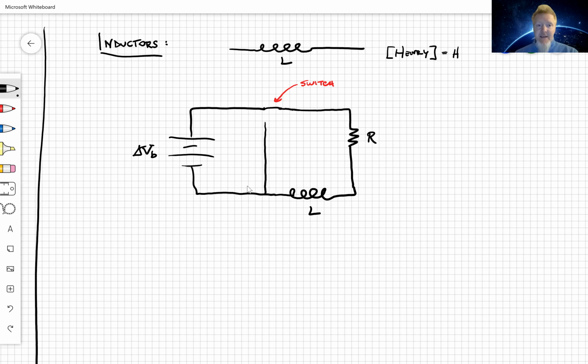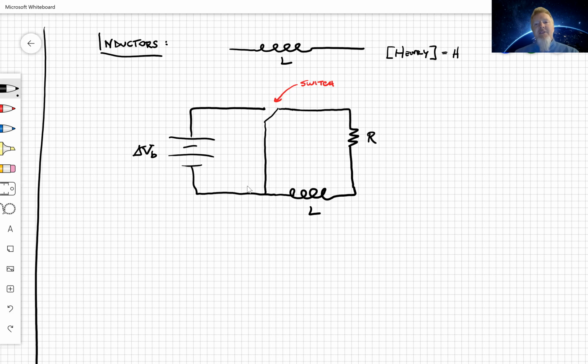If you look at KVL, there will be an initial kickback from the inductor, kind of like I talked about last time. And once the steady state of the current gets established, the inductor does nothing. Okay. And when I take that switch from there and I put it down to there, we go.